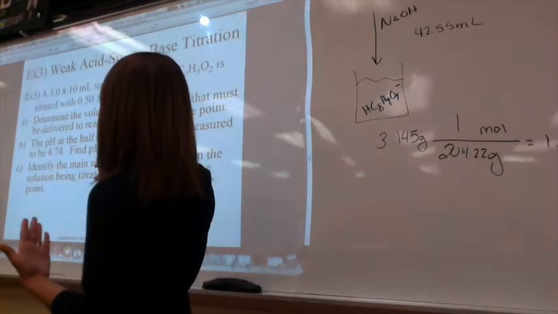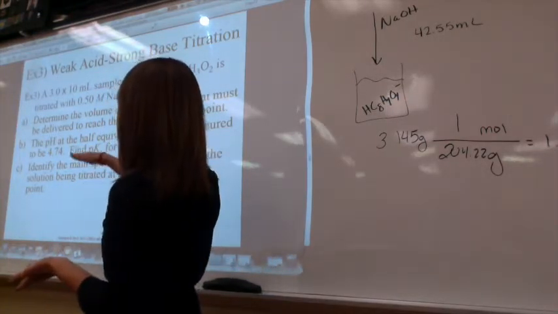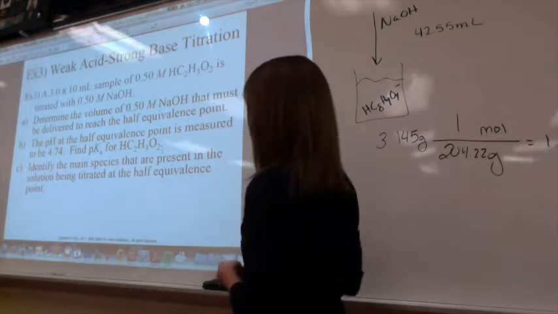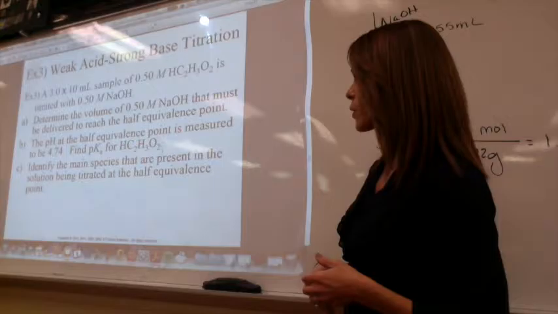So part B says the pH at the half equivalence point is measured to be 4.74. Find the pKa, and then identify the main species that are present in the solution being titrated at the half equivalence point.